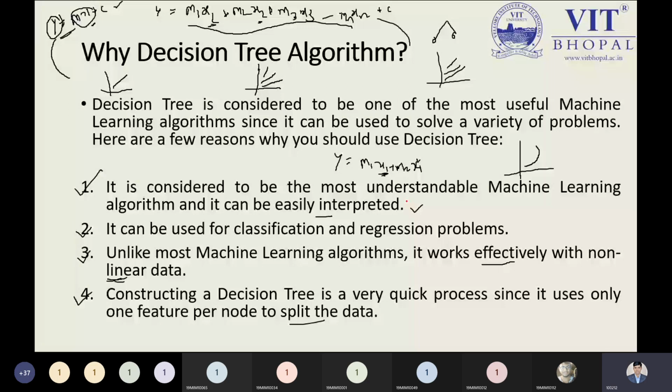The third point is a very important point which describes that, unlike most machine learning algorithms, it works effectively with non-linear data. From this point, I need you to understand: can anyone tell me what is meant by non-linear data or linear data? If you know the answer about linear data and non-linear data, then you can understand any problem. What is meant by linear data versus non-linear data? Can anyone tell me?